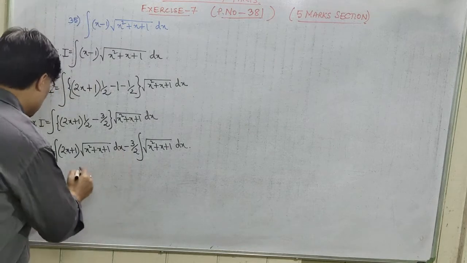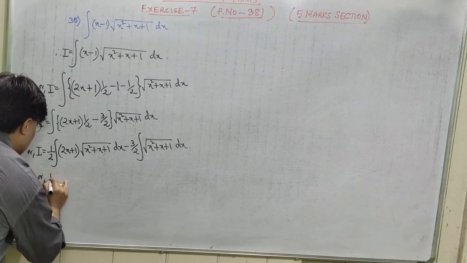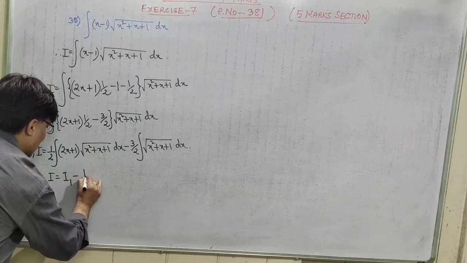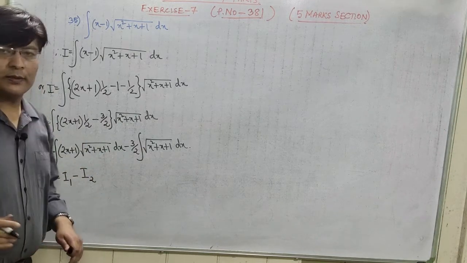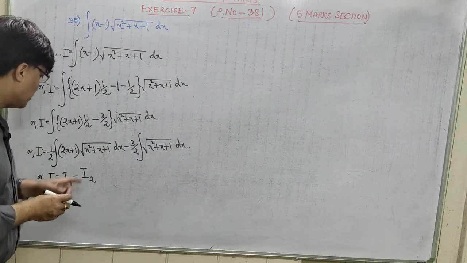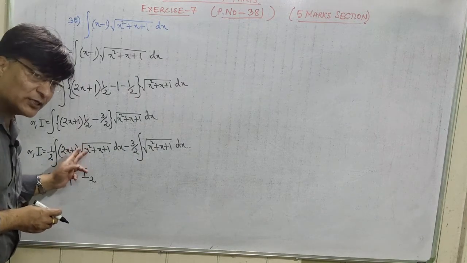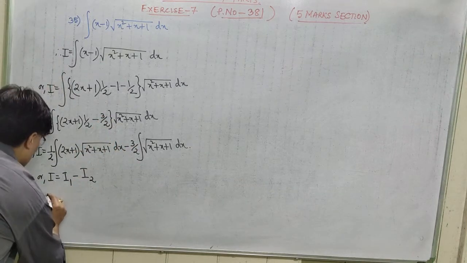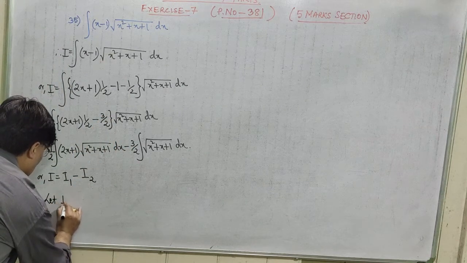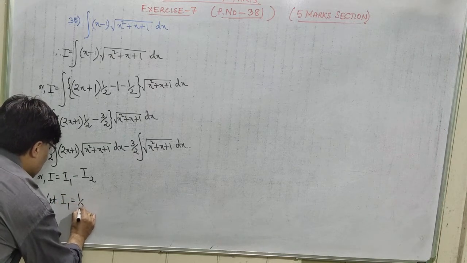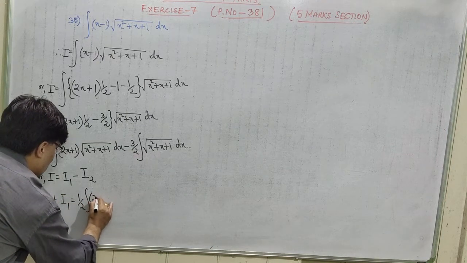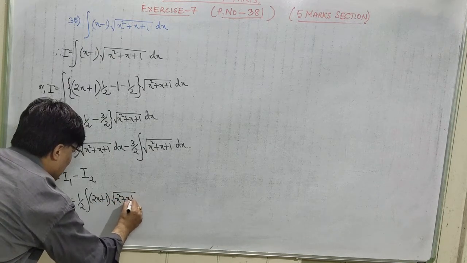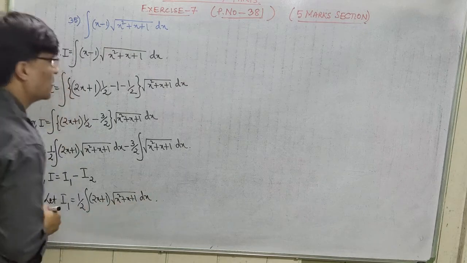Okay. So let us write these as I is equal to first as I1 minus second as I2. So we have assumed for this first integration as I1 and the second integration as I2. Let, what is I1 here? It is half integration of 2x plus 1 within square root x square plus x plus 1 dx.